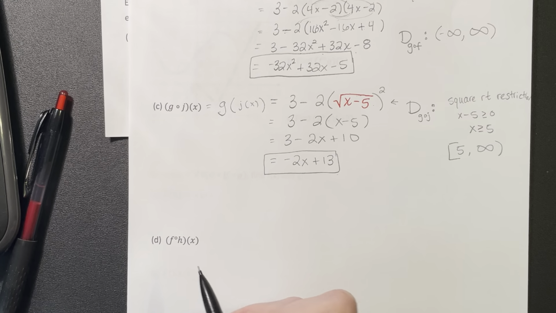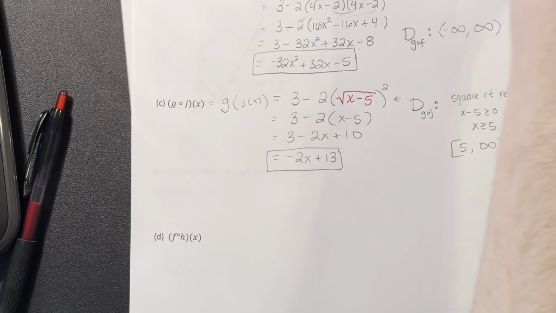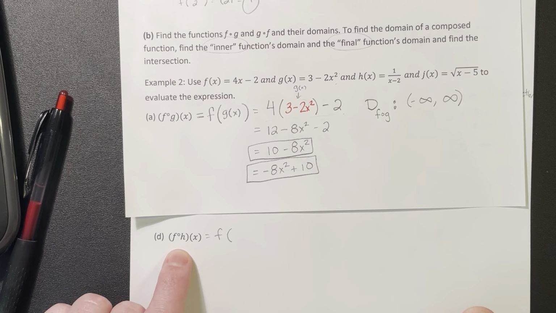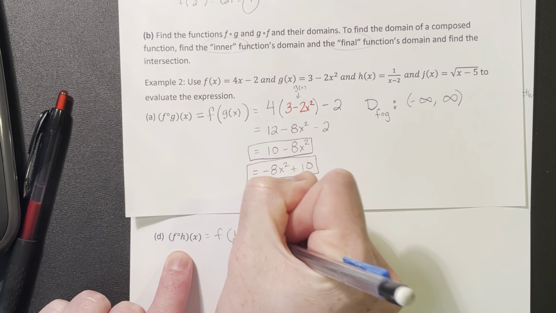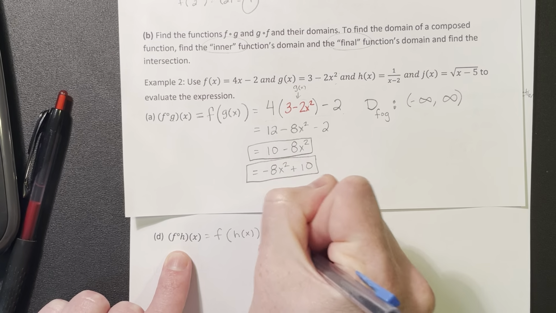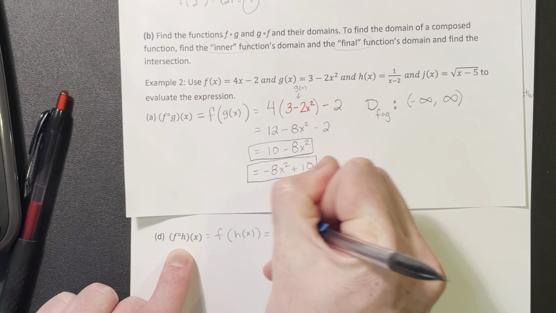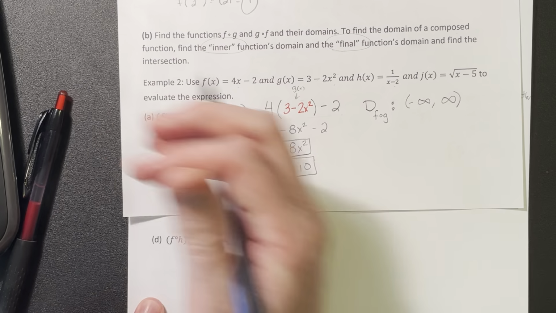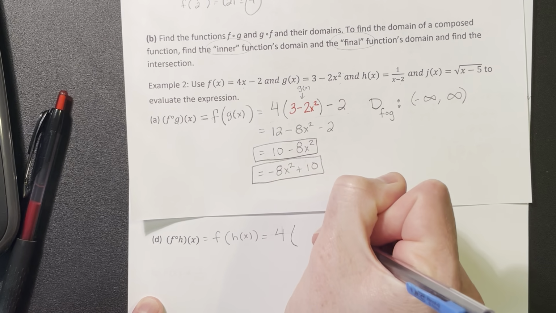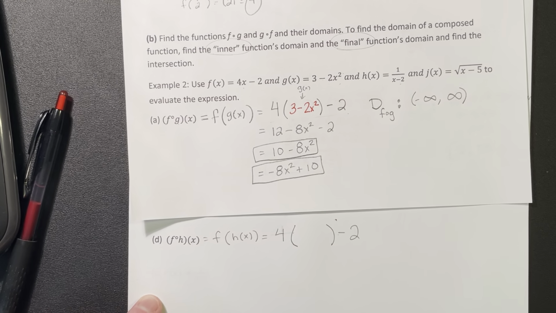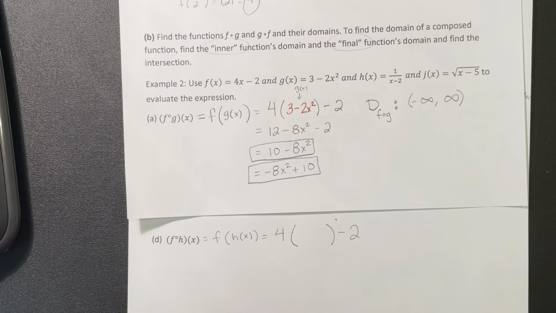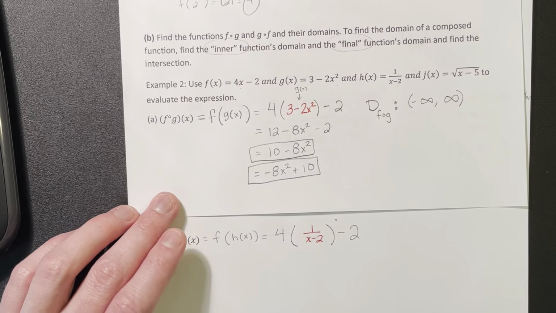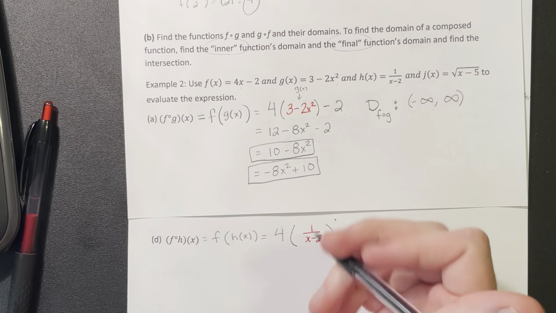Now f of h would mean, let's get that function back so I can see what it is. F function starts it out, and I'm inputting h inside of it. H is 1 over x minus 2. So that's going inside of f. So if I start with f, I have 4x minus 2. Now that x is the input, which is now h of x, 1 over x minus 2. So we've at least got this part.